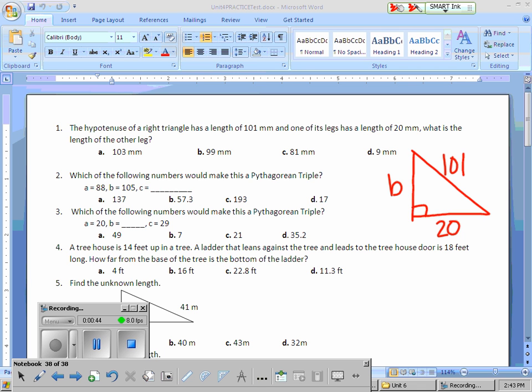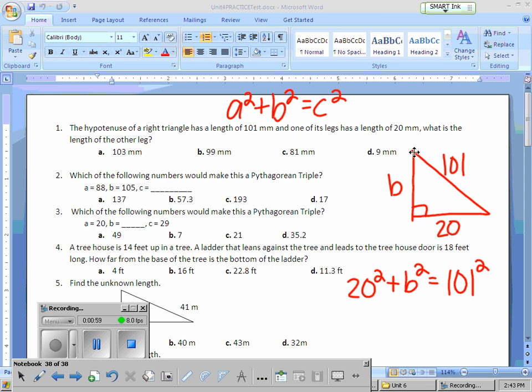And all we're doing is solving for the length of the other leg. The Pythagorean theorem says A squared plus B squared equals C squared. So we're going to do just that. 20 squared plus B squared equals C squared. Now remember that C is always the hypotenuse, always across from the right angle. So 101 is C, and our legs are A and B.